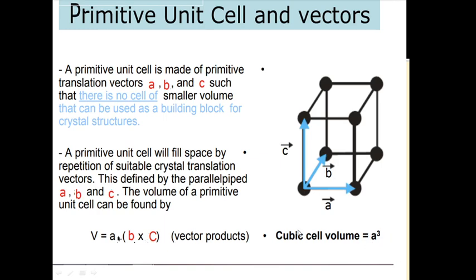If it's a cubic one, then this is also A, this is also A, and this is also A, because A is equal to B is equal to C in the case of a cubic, and therefore the volume can be given by A to the power 3.